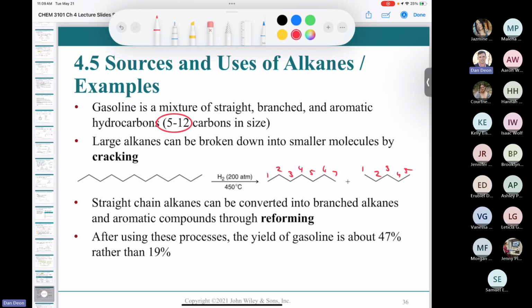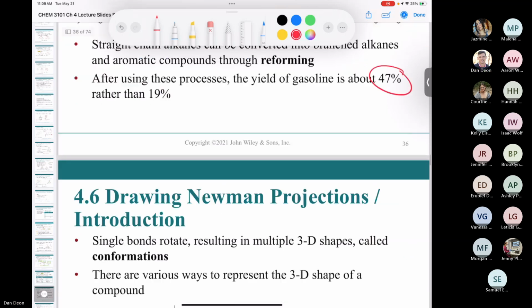has 5 carbons. And so we break them down into smaller molecules, and then they can be reformed into branched alkanes. And so the idea is that they can take gasoline from 20% to about 50%. Take crude oil and convert it from about 20% gasoline to roughly, it says 47%, but whatever, close to half of it. So that's the processes of cracking and reforming. Again, I'm not going to test you on this one bit, so don't worry about being tested on it, but it is kind of fun to read about.